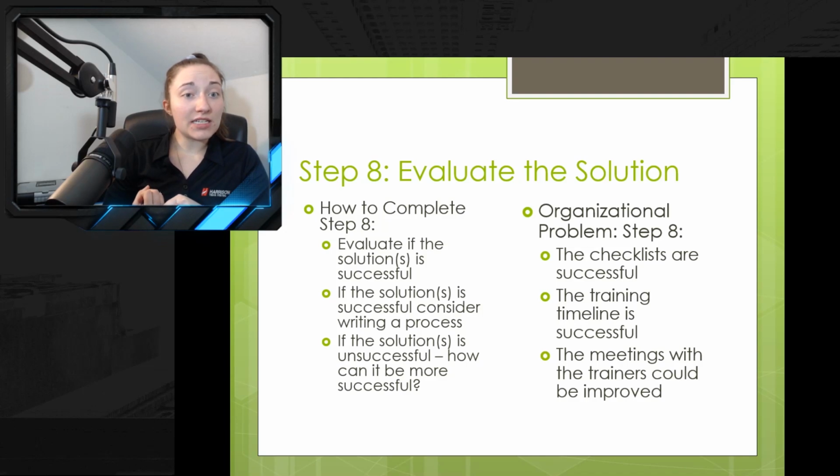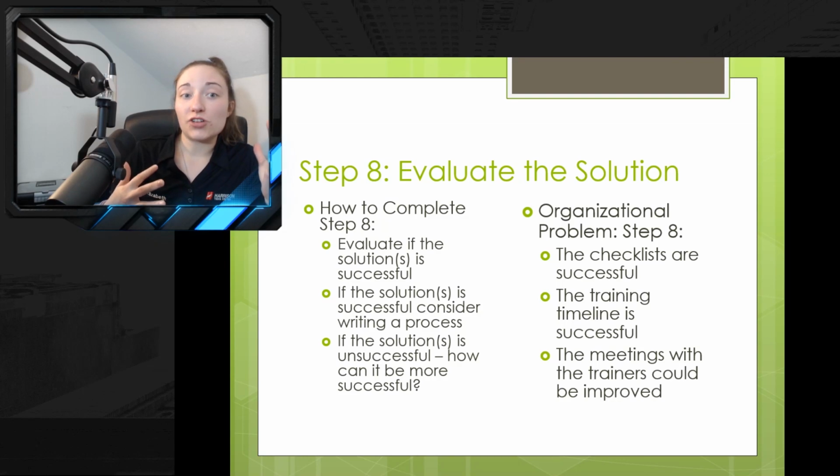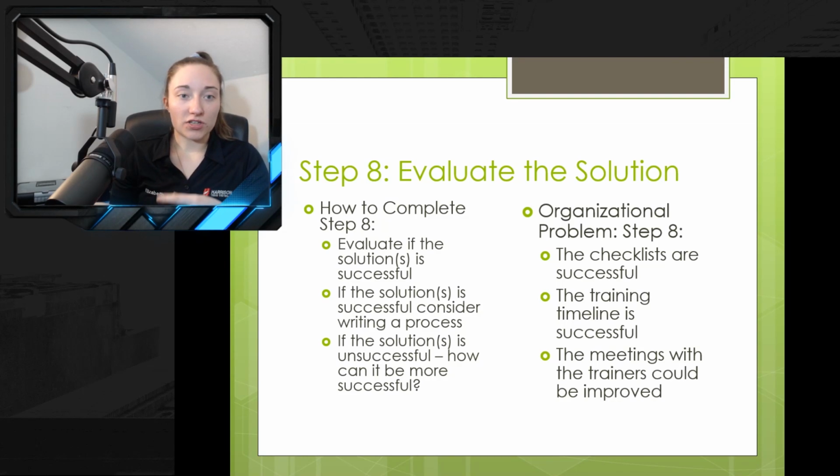Everyone's understanding what needs to be done, and it's a really clear representation of what isn't done. The training timeline is also really helpful because, like I said earlier, it doesn't allow them to just overlook that training time and do something else. They have to focus on that.